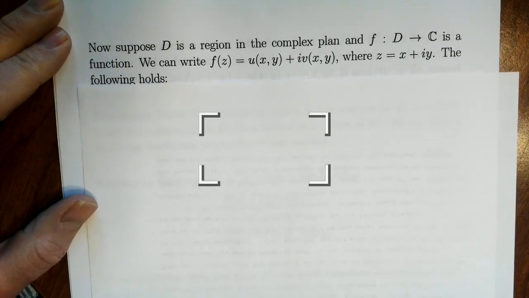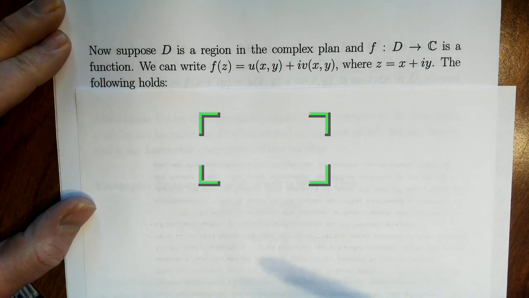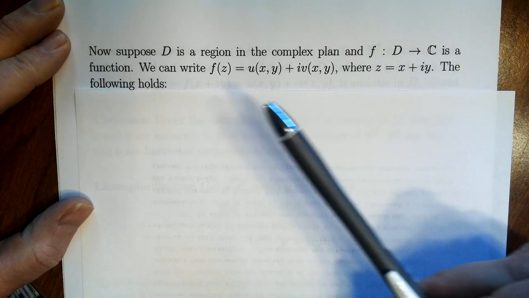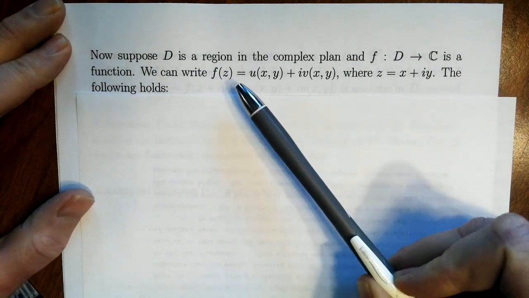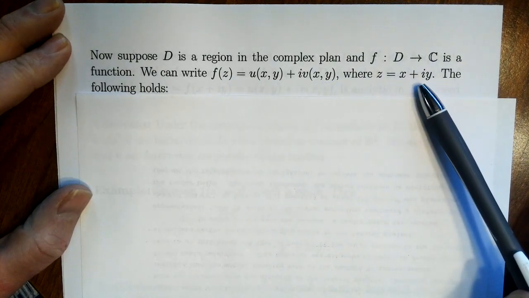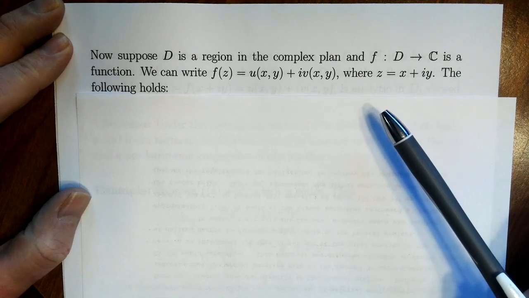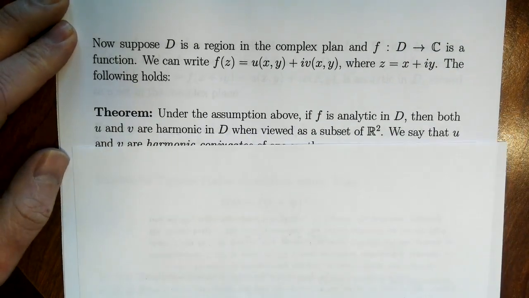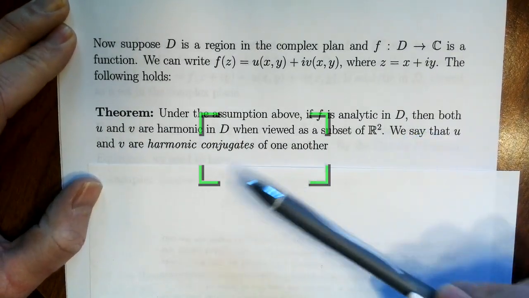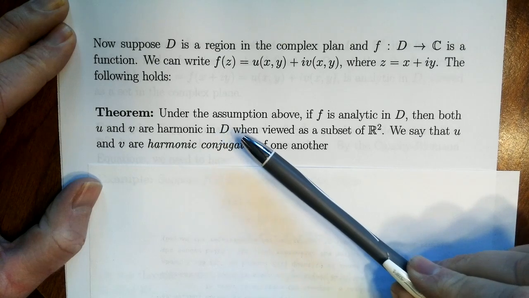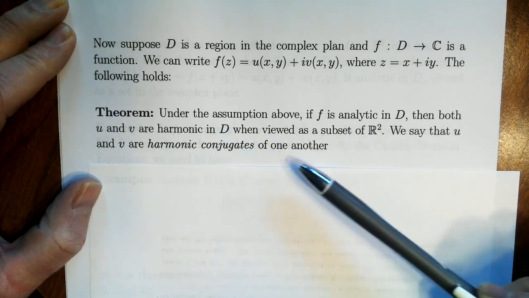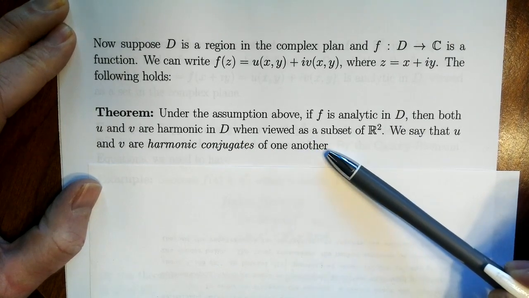Now let's suppose that D is a region in the complex plane, and f maps from D into the complex plane. We can always write f in terms of its real and imaginary parts, u and v, where z is equal to x plus iy. This is something we've done several times. Then, if f is analytic in D, both u and v are harmonic in D when viewed as a subset of R2. We say that u and v are harmonic conjugates of one another.